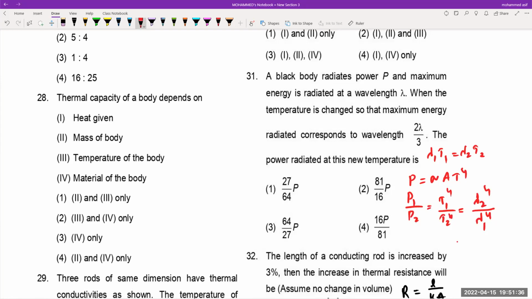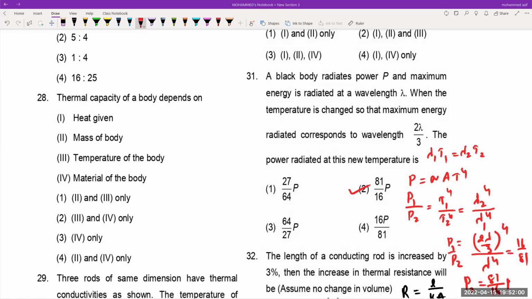ठीक है ना? तो this will be equal to, ये कितना आ जाएगा? 2 lambda by 3 to the power of 4 divided by lambda to the power of 4. 2 into 4 is 16 by 81. So it is P1 divided by P2. तो P2 कितना बन जाएगा? P2 is equals to 81 divided by 16 times of P. Second option will be the answer.